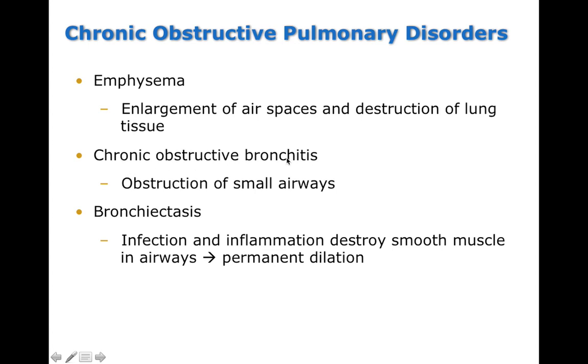Now with chronic obstructive bronchitis, we see obstruction of smaller airways, and bronchiectasis is an infection and inflammation that destroys the smooth muscle in the airways of your respiratory tract, and this actually causes permanent dilations. And so bronchiectasis is these little dilation blebs that stick out along the airway, but that also leads to the production of mucus, and it can limit proper airflow.